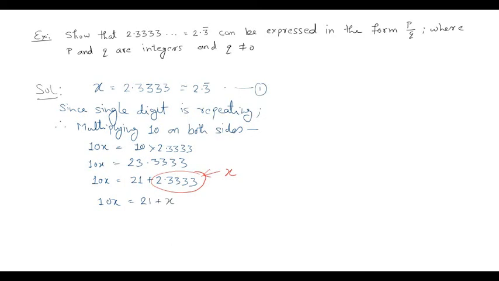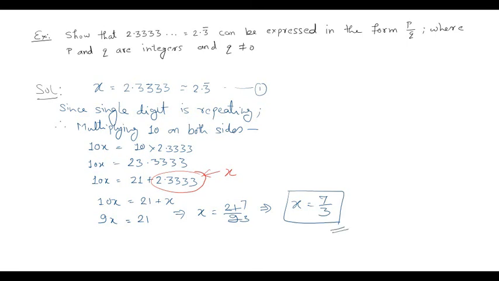If you bring x to the left-hand side, it becomes 9x equal to 21. This implies that x is equal to 21 divided by 9, and simplifying, x is equal to 7 by 3. So the number 2.333... becomes 7 by 3. That is a rational number.